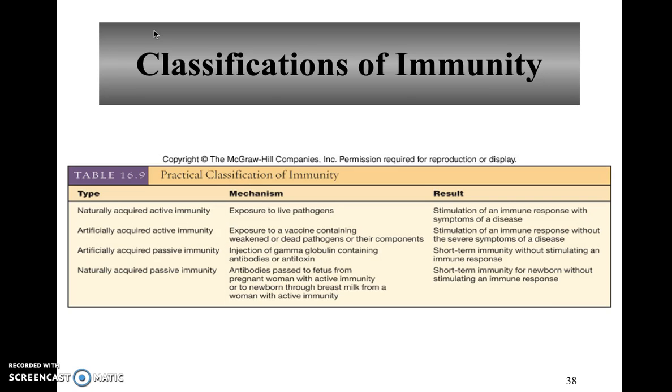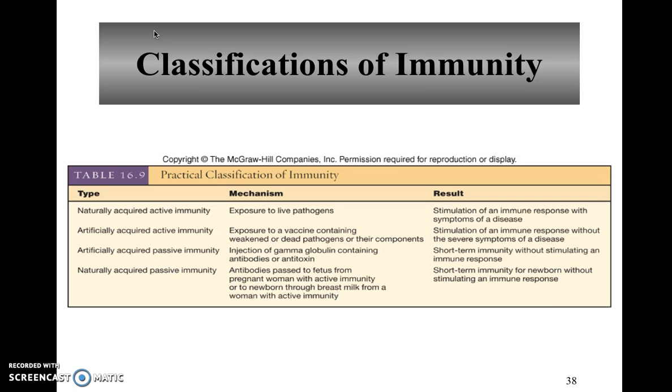Artificially acquired passive immunity is getting a shot of gamma globulins or antibodies, or maybe an antitoxin, like if you get bitten by a rattlesnake, for instance, they give you antitoxin, which is antibodies to the snake venom. So this is short term. You don't develop any kind of immune response on your own. The rabies shots would be another example of this. And then that's artificially acquired passive immunity.